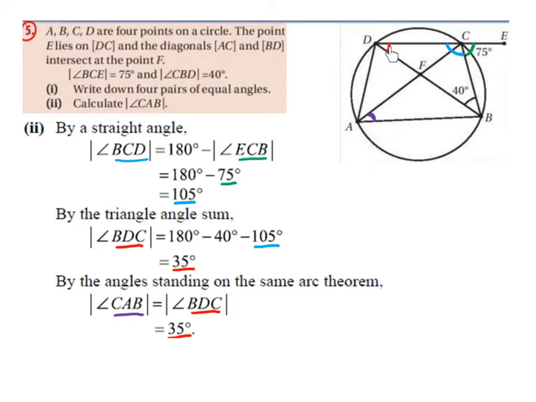which is 35 degrees. And by the angles standing on the same arc theorem, the angle CAB is equal to the angle BDC. So CAB, this angle here in purple, is equal to the angle BDC, this angle here drawn in red. In part 1 we worked out that this angle was equal to this angle because they're both standing on the same arc, CB, so therefore they must be equal. So if the red angle is 35 degrees, then the purple angle is also 35 degrees. So the angle we're looking for is 35 degrees.